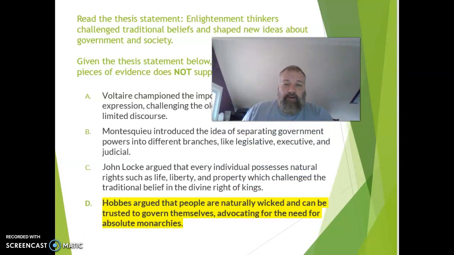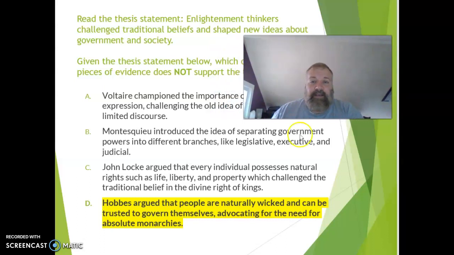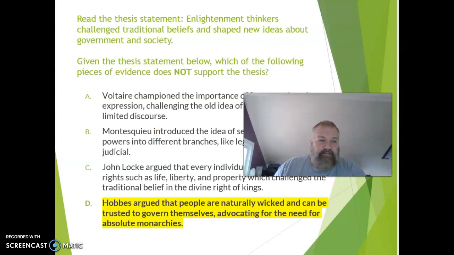Hobbes argued that people are naturally wicked and can't be trusted to govern themselves, advocating for the need for absolute monarchies. So, Hobbes is not challenging any traditional beliefs. He's buying into the old beliefs. We should have absolute monarchs. They had absolute monarchs. Nothing new there. So that's not actually supporting that thesis statement.